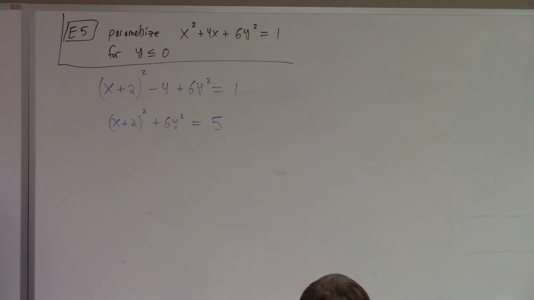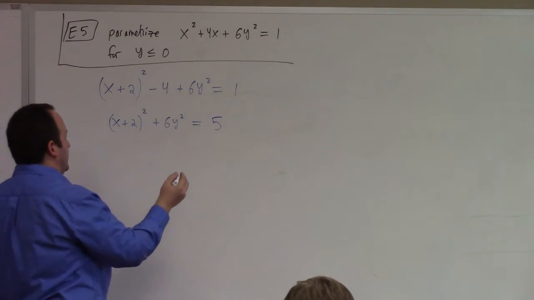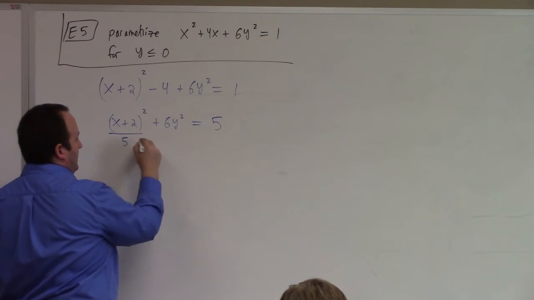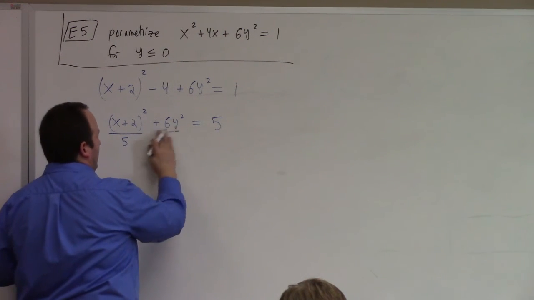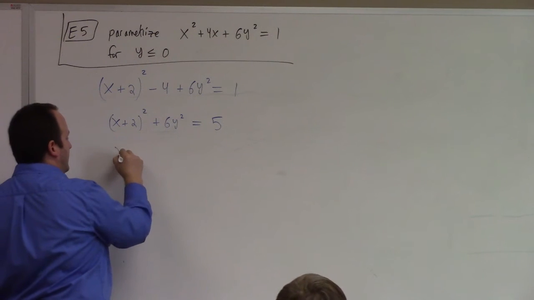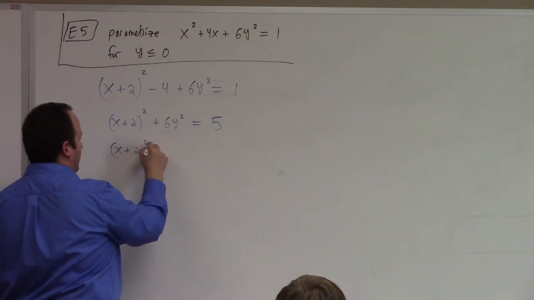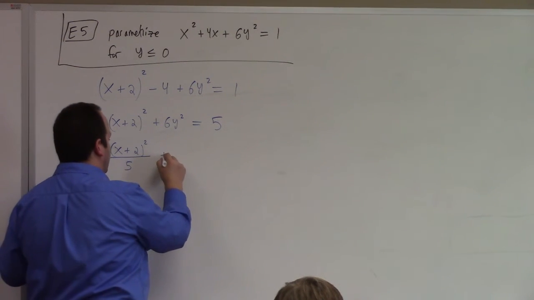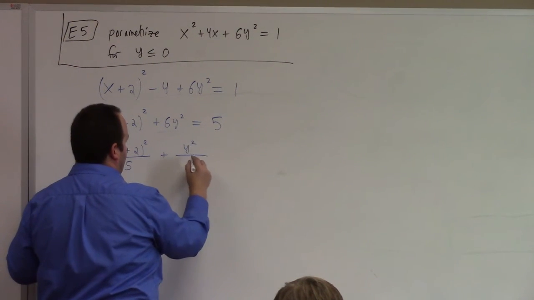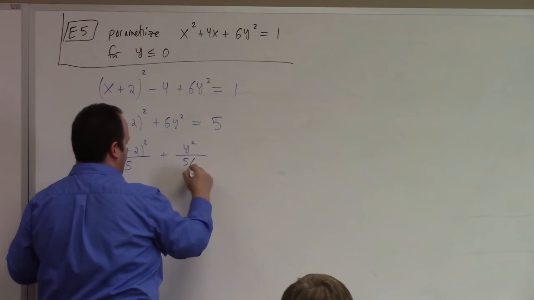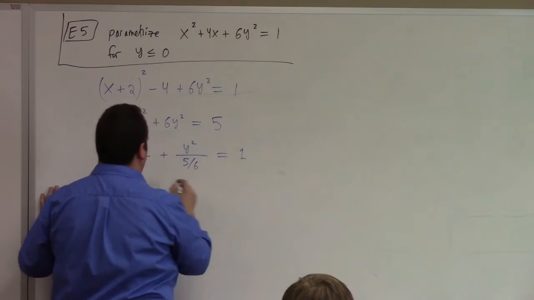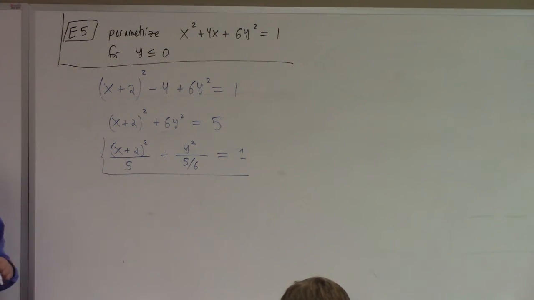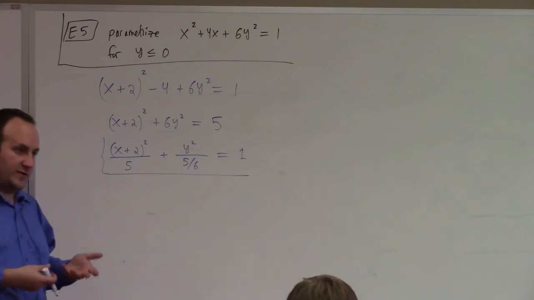Or I suppose if you want to make it in the standard format for an ellipse, we do what? Divide this by 5, divide that by 5. Well, fine, it's getting too busy. Let me write the next one. x plus 2 quantity squared over 5, plus y squared over 5/6 equals 1. So there you go. And now we have rewritten the curve so that it's a standard curve. We understand what this curve is.